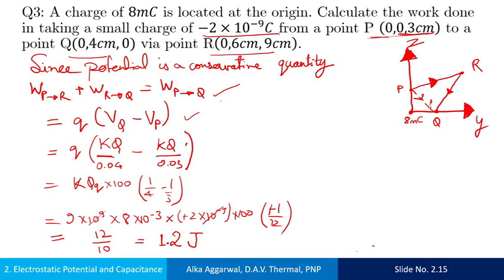As you know, the potential difference is equal to the work done per unit charge. So charge into the potential difference of the two points gives you the work done in moving the charge from the point P to the point Q. Now use the relation of the potential, that is kq upon 0.04. Similarly, the potential at the point P is equal to kq upon 0.03, which is written in this way, and on solving we get the answer, that is 1.2 joule.